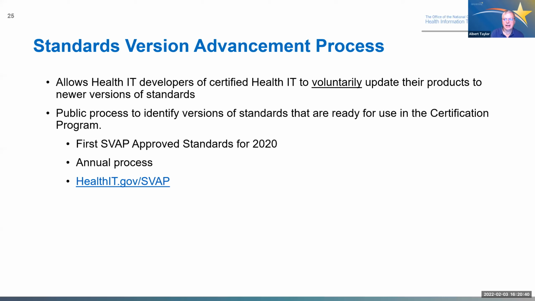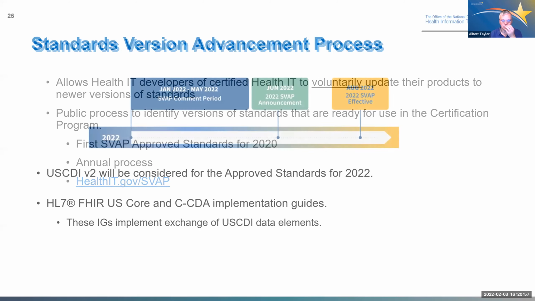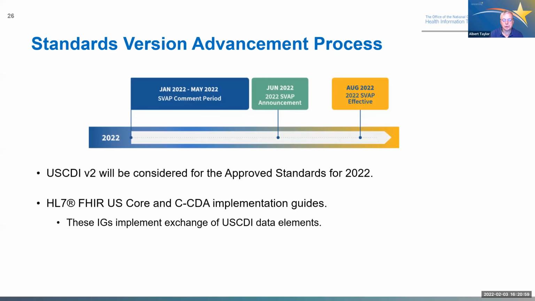We anticipated that this would be an annual process. I'm going to talk about USCDI version 2 in just a second. We expected it to be an annual process, but we didn't get one out in 2021 because of version 2 and what's required to incorporate version 2 into health IT. So like I said, USCDI version 2, which was published last year, will be considered for the approved standard. So that's the next version of SVAP.